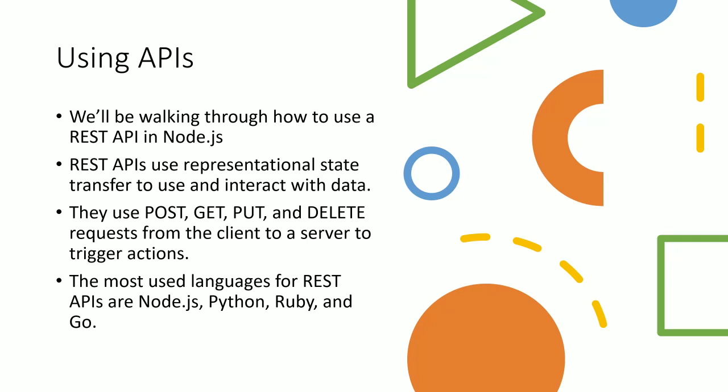Today, we'll be walking through how to use a REST API in Node.js. REST APIs use representational state transfer to use and interact with data. REST APIs use get, post, put, or delete web requests from the client to a server to trigger actions such as deleting, creating, modifying, or returning data. The most common languages used to develop REST APIs are Node.js, Python, Ruby, and Go, with Node.js still being the most popular language of choice for simple, powerful web APIs today.